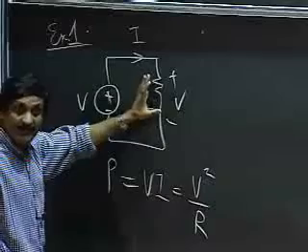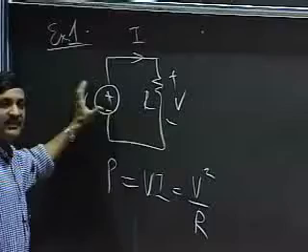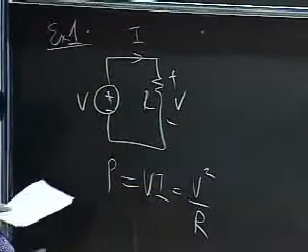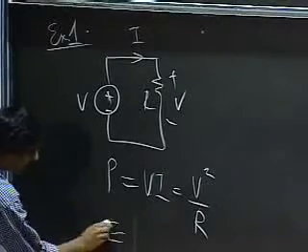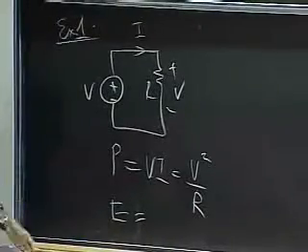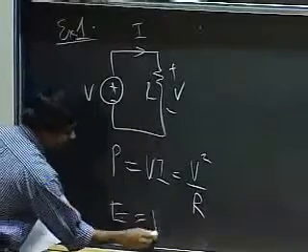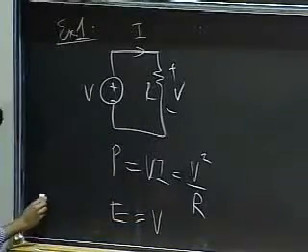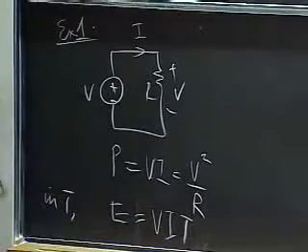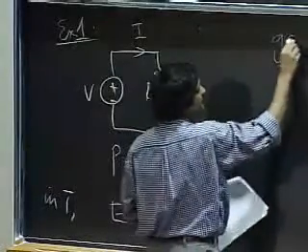Where does that power come from? The voltage source supplies the power. So this guy here supplies this power, and this guy here dissipates it. What is the energy that I dissipate in time t? Remember, power is the rate of energy dissipation, and so energy is simply power multiplied by time. So for a circuit like this, the energy dissipated in time t is simply VIt.